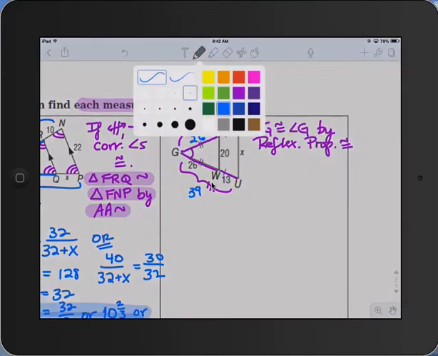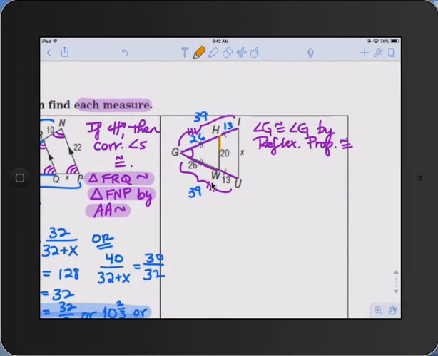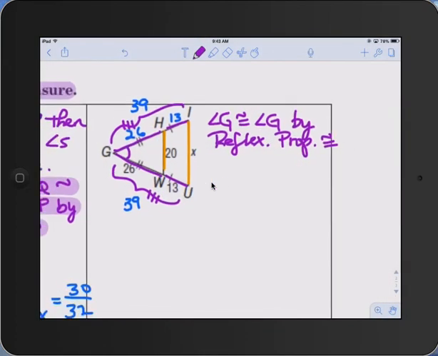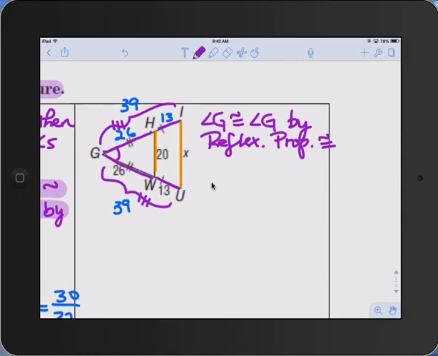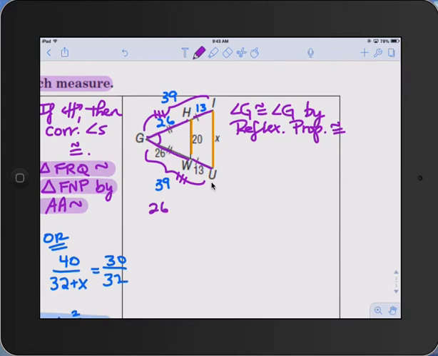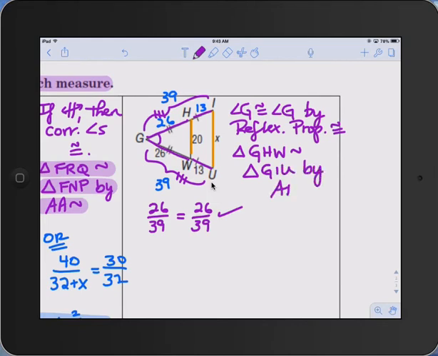Now, notice that the sides down here, 20 and the X are going to match. Let me first write down why the triangles are similar. Because both of those will be 26 to 39, obviously 26 to 39 is going to equal 26 to 39. So the sides are proportional and you have an included angle that's congruent. So triangle GHW would be similar to triangle GIU by angle-angle similarity. No, sorry, side-angle-side similarity.